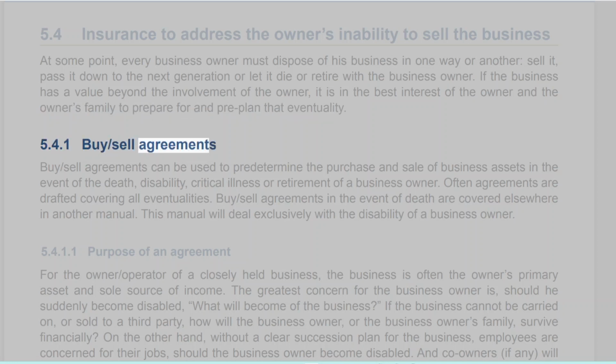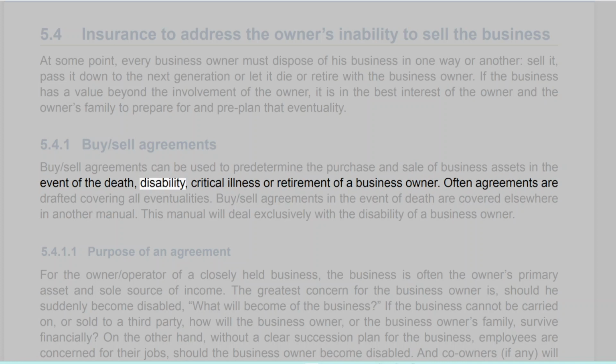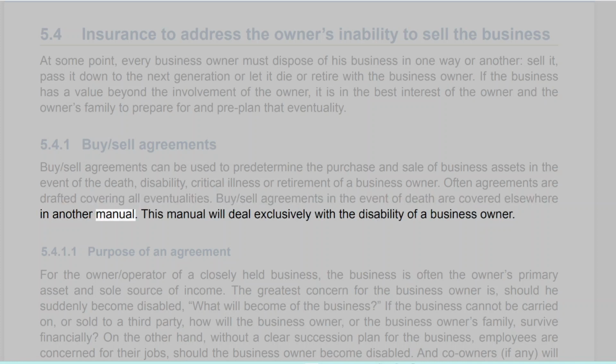5.4.1 Buy-sell agreements. Buy-sell agreements can be used to predetermine the purchase and sale of business assets in the event of the death, disability, critical illness, or retirement of a business owner. Often agreements are drafted covering all eventualities. Buy-sell agreements in the event of death are covered elsewhere in another manual. This manual will deal exclusively with the disability of a business owner.